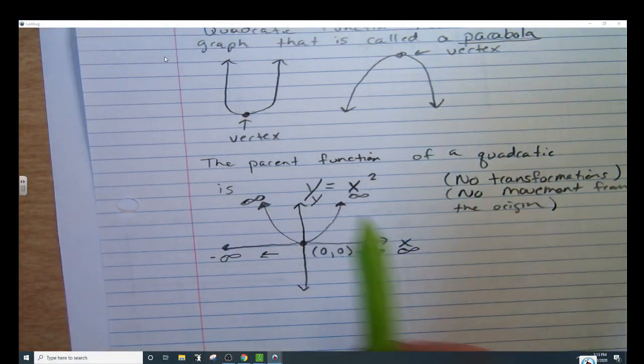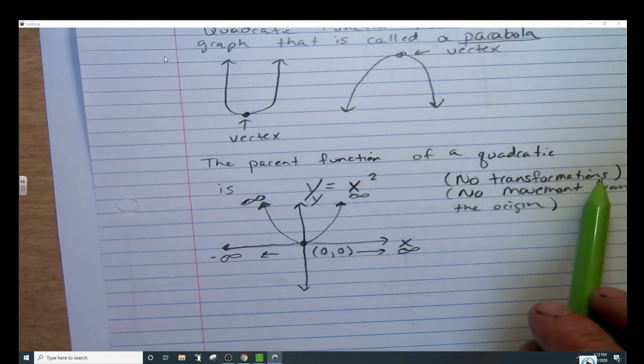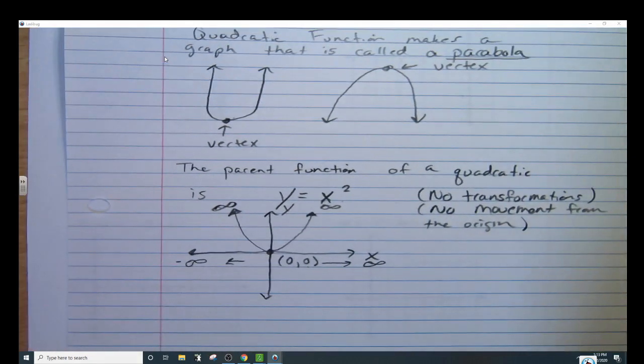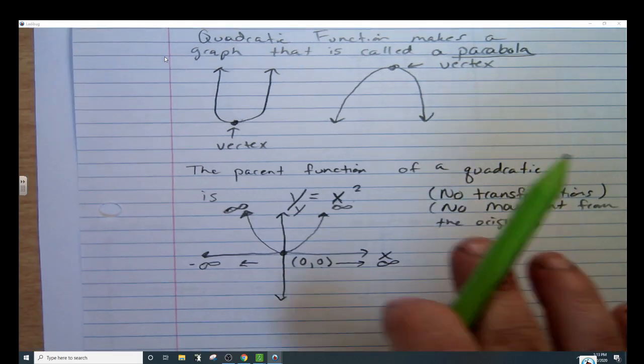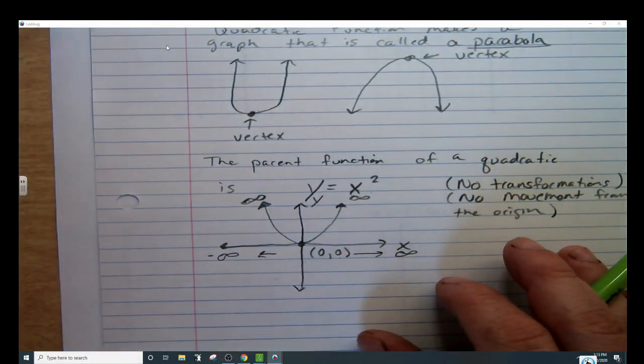All right, so the parent function of a quadratic is y equals x squared. That means it has no transformations. It's not been moved from left to right, and it's not been reflected down. So that's what the parent function is. The parent function has a vertex, or lowest point, at the origin, 0, 0. Okay, now let's keep going.